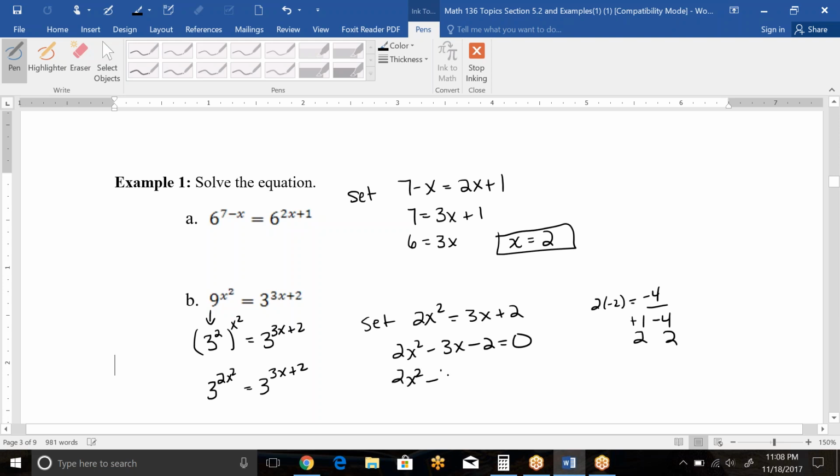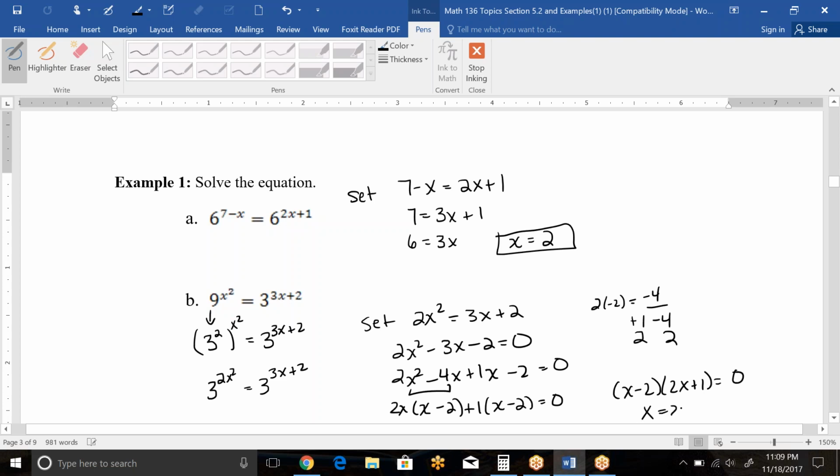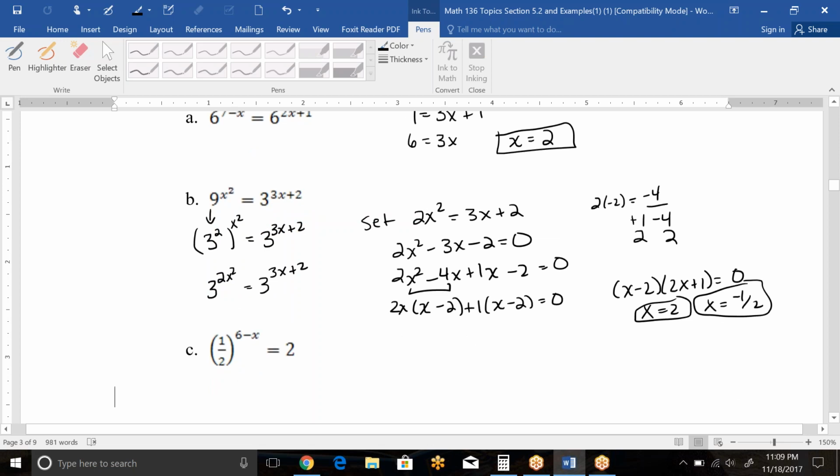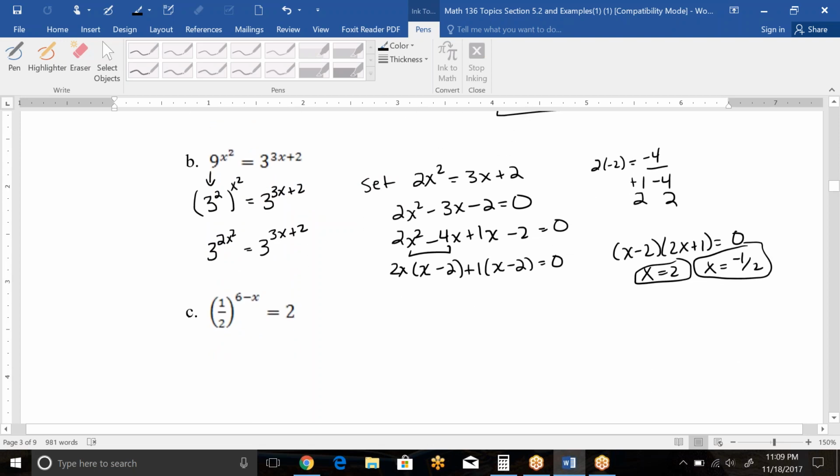So 2x squared minus 4x plus 1x minus 2 equals 0. We can pull a 2x out of the first pair. That leaves us with x minus 2. Nothing to pull out, so we have to pull out a 1. That also leaves us with x minus 2. So x minus 2 times 2x plus 1. Looks like we're getting two solutions, positive 2 and negative 1/2. Now, because exponentials have a domain of all real numbers, we don't need to check these solutions. So that's why I'm not doing a check here.